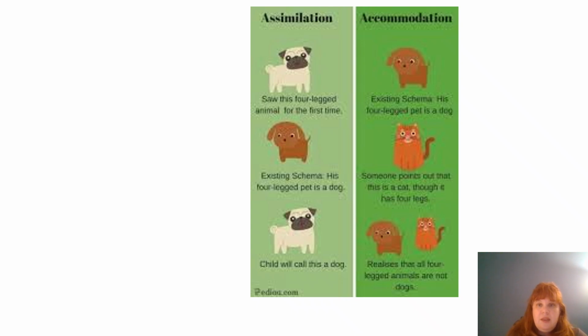That's assimilation. But let's say I have an existing schema about the dog, and then I see a pet that has four legs. I'm like, oh, dog. And Mom tells me, no, that's a cat. So now I have to change my schema: not all four-legged animals are dogs. Some of them are cats. Now that's accommodation. I've had to change my schema. I've learned something, right?